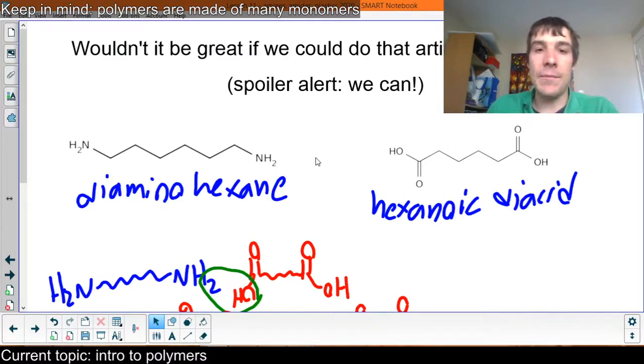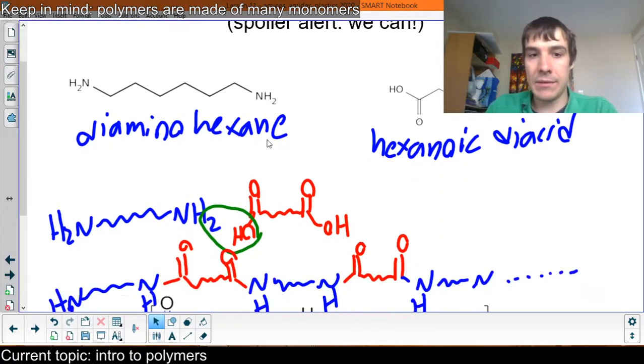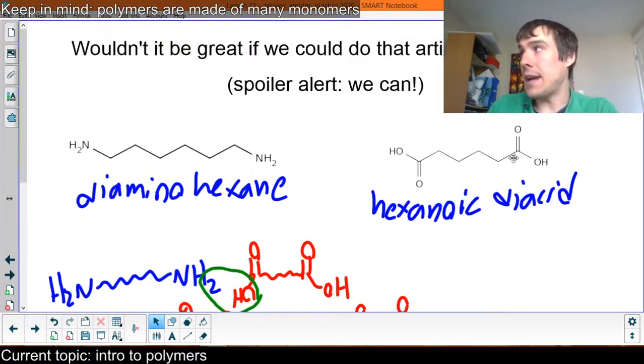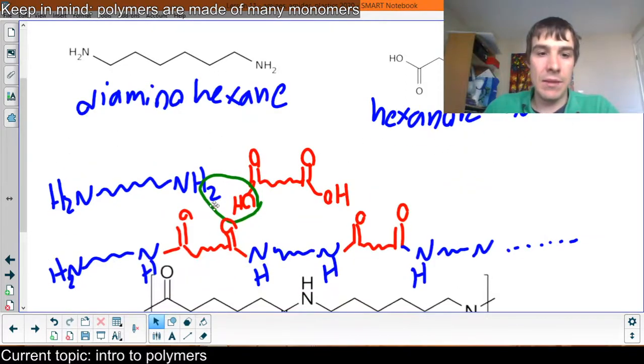and we can. We can do that with something like this. This is diaminohexane, or 1,6-diaminohexane. Diaminohexane is the way it's normally called. And this is hexanoic diacid, because it's two acids. When we put these together, we still have an amine on one side and an acid on the other.